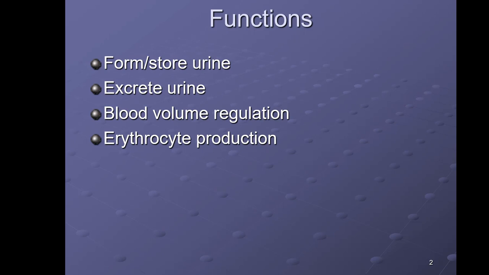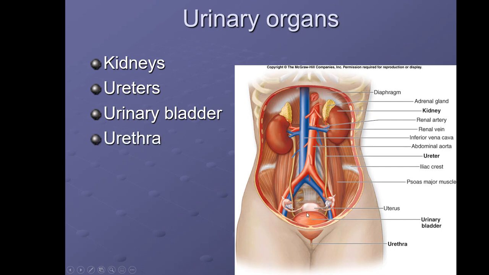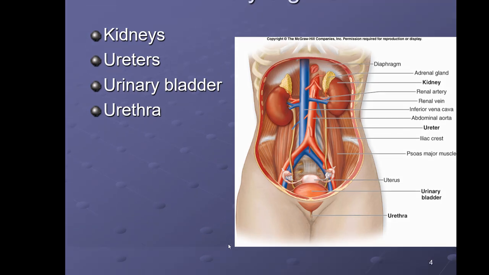The kidneys play an important role in erythrocyte production because they secrete a hormone called erythropoietin, which you may remember from the endocrine system. Looking at the organs, we have the kidneys, which are retroperitoneal, behind the peritoneum, so they're in the lower back area. Ureters connect the kidneys to the urinary bladder, so there's one ureter for each kidney. The urinary bladder is here. This stores urine temporarily. And then the urethra is how the urine actually gets out of the body. It carries the urine from the urinary bladder outside the body.